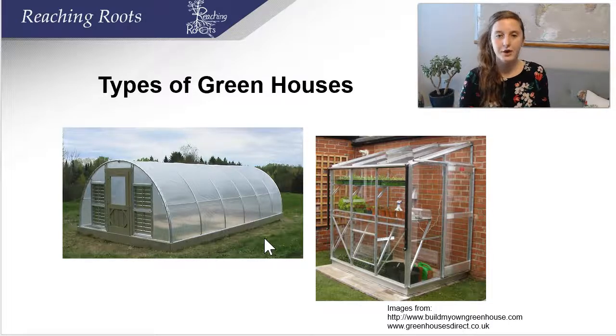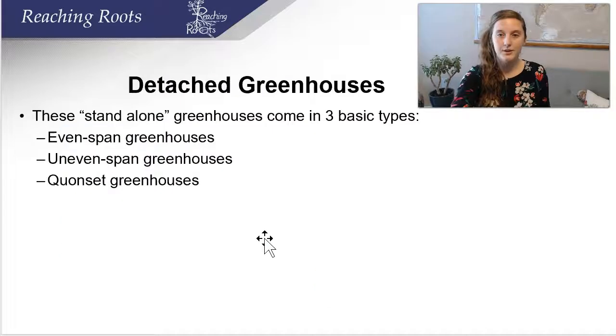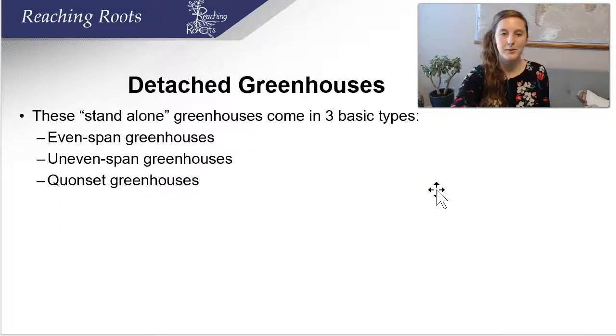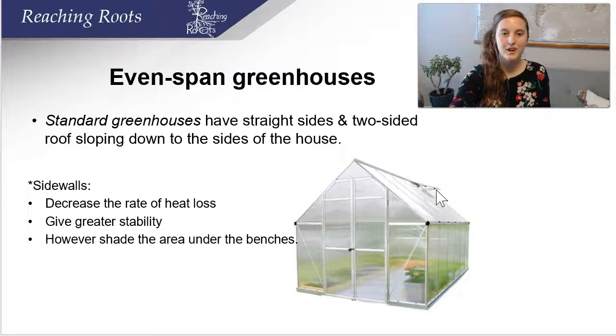There's lots of different types of greenhouses which we're going to cover. There are lots of different styles, and they have different uses and different prices. Some greenhouses are detached, basically that they're standing on their own, versus there's other greenhouses that are attached to another building. So we have three different types of detached greenhouses. We have even span greenhouses, uneven span, and Quonset types. So the even span basically means that they have straight sides, two sides that are equal.